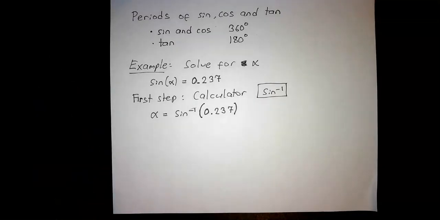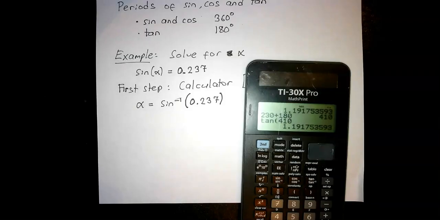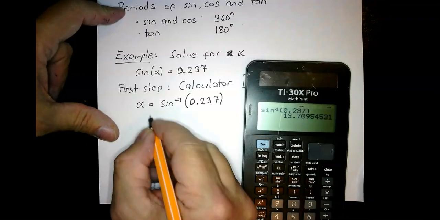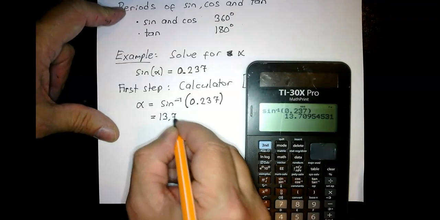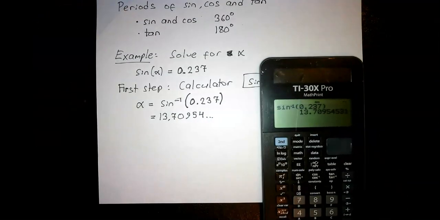And now I will take the calculator and check what is the angle which gives us a sine value of 0.237. So we will take sine minus 1 or inverse sine, and this will give us 13 point. I will take some decimals there, like this. Let's check this from the unit circle.